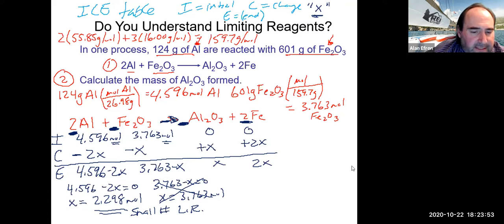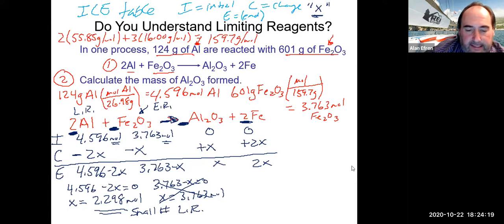So what that means is in this particular reaction, the aluminum is our limiting reagent. And by default, that would mean that our iron 3 oxide would be our excess reagent. So once you're able to determine which one's the limiting reagent, the other guy would be your excess reagent. Any questions on that right there? Okay.